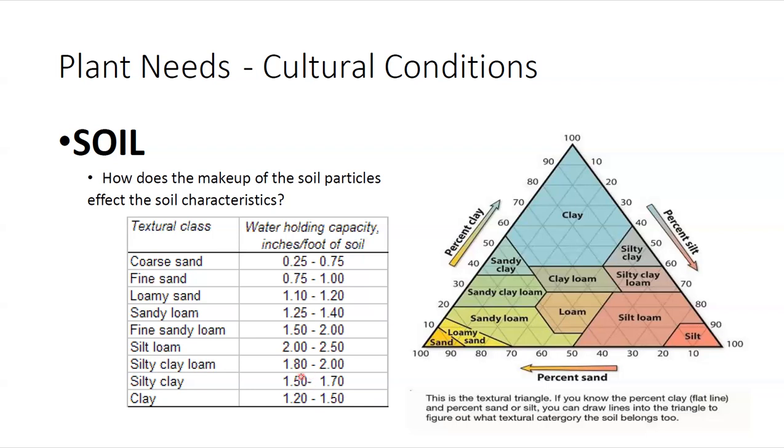Okay, so those are the characteristics of soil type. If we know the soil type, we have a really good idea of how much water it's capable of holding. We also have a really good idea of how quickly we can put water down onto it. And that's going to inform our irrigation decisions, which we'll get into when we cover cultural conditions, water.